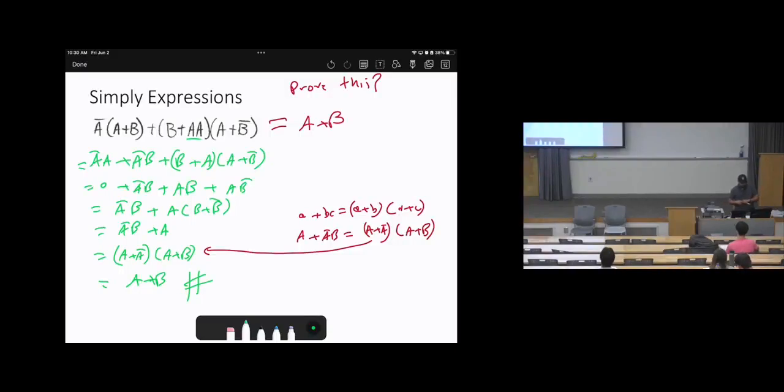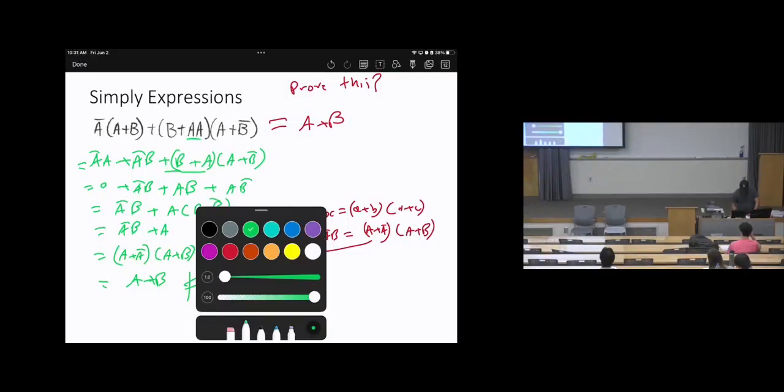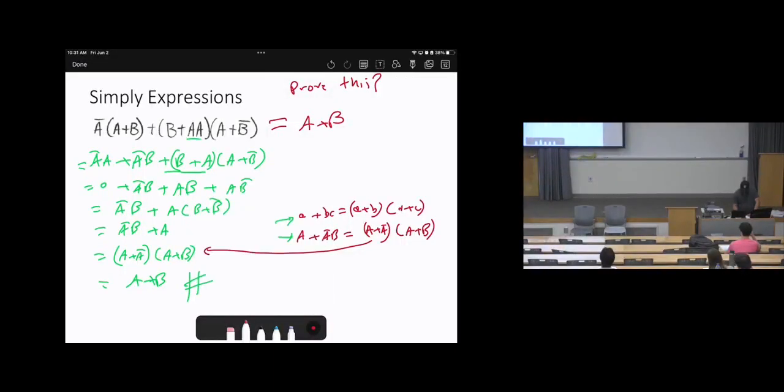Any questions? Yes? When you're swapping out B A for A B, which postulate is that one? Do you mean this one? It's near the top, in green. You have B A here, yeah, that goes to AB. And then your A B bar goes into A B bar. Do you mean this one? Yes, sir.